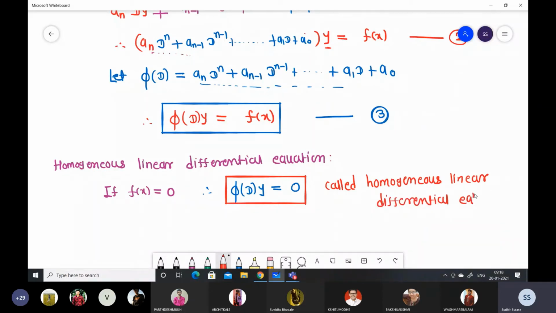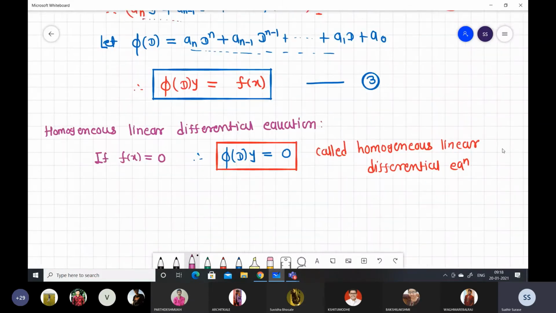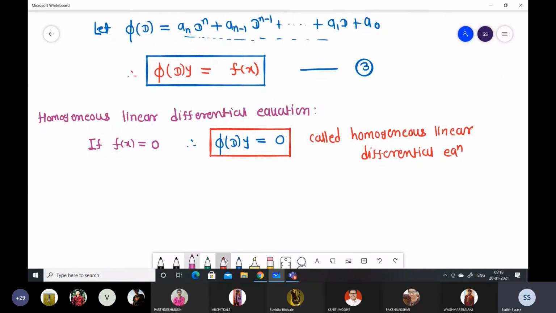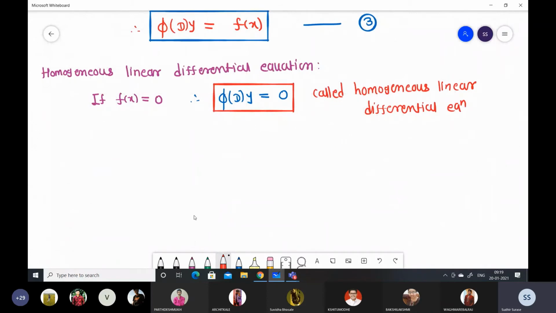Here we can see at the right hand side we have explicitly the number 0. And if f of x is not equal to 0, then you can say this is just a linear differential equation with constant coefficients, or non-homogeneous, because the right hand side is not equal to 0. Otherwise it is homogeneous. Now we are interested in how to solve the homogeneous linear differential equation, and thereafter we will go for the solution of the non-homogeneous one. So first we will deal with the homogeneous part.